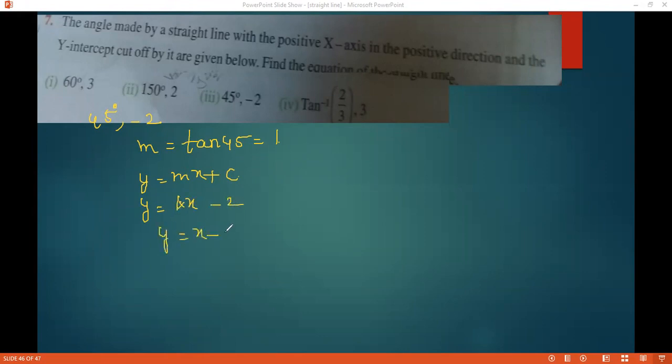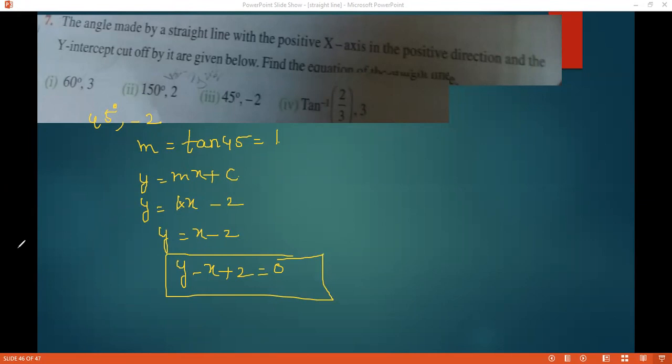Okay. So next, 45 degrees, comma minus 2. Let us take this. 45 degrees and minus 2 means what do you get? Tan 45 is equal to 1, right? So slope is 1. And then y is equal to mx plus c. So y is equal to 1 into x plus minus 2. So y is equal to x minus 2. That is y minus x plus 2 is equal to 0. This is the equation of a line.